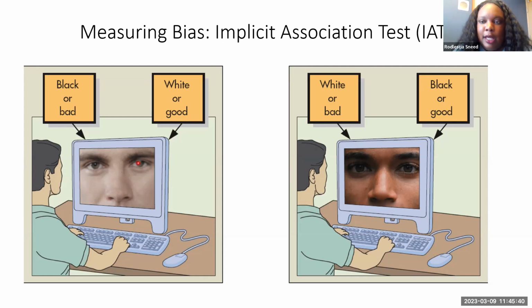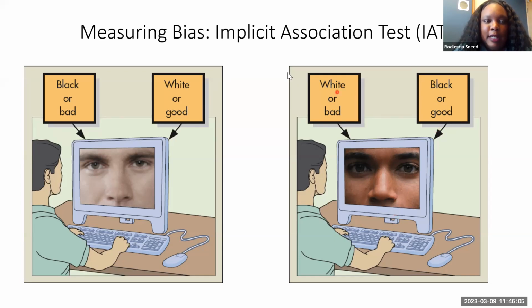On the other side of the screen, on the right side of the screen, we have a different task. This time, the person who is at the computer is asked to press the left side of the keyboard if they see a white face or a word denoting something bad. And then they're supposed to press the right side of the keyboard if they see a black face or a word that means something good.